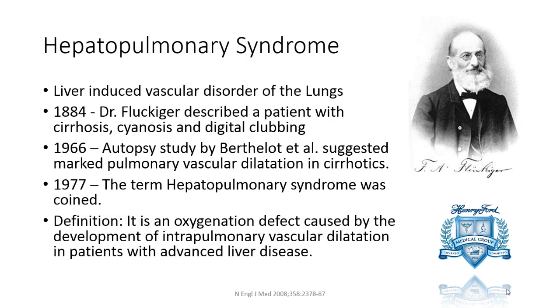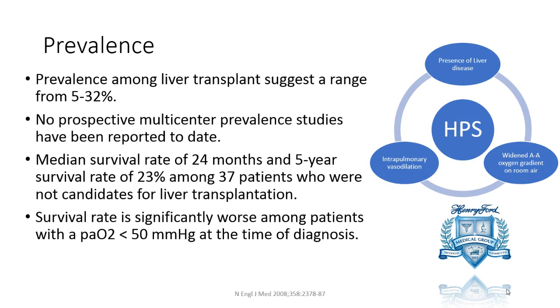So, moving on to hepatopulmonary syndrome. Initially it was termed a liver-induced vascular disorder of the lungs. In 1884, Dr. Fluckiger noticed patients with hypoxia with cirrhosis, cyanosis and digital clubbing. Later on, autopsies of cirrhotic patients showed marked pulmonary vascular dilatation. Eventually they put everything together and defined hepatopulmonary syndrome as an oxygenation defect caused by intrapulmonary vascular dilatation in patients with advanced liver disease.